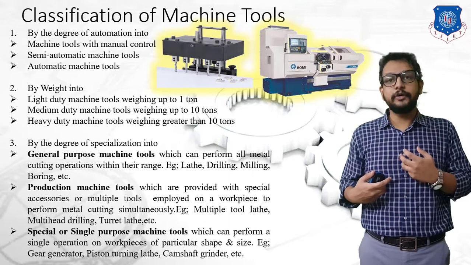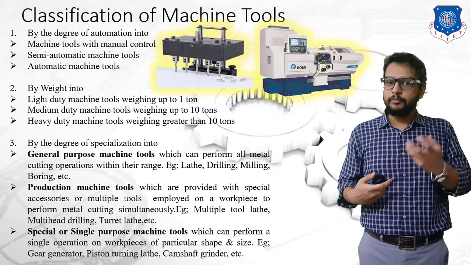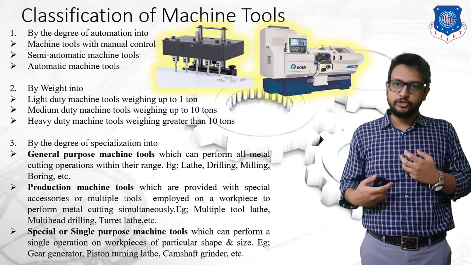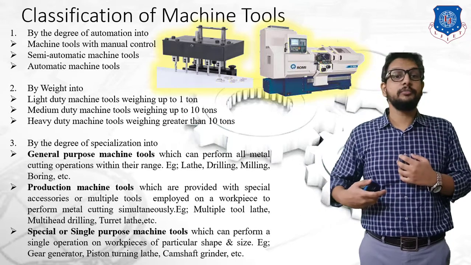again it is a general purpose machine tool. We can say that various sizes of gears can be produced on this machine. And the boring machine, its purpose is to produce a hole inside a workpiece. Now the next one is the production machine tool.